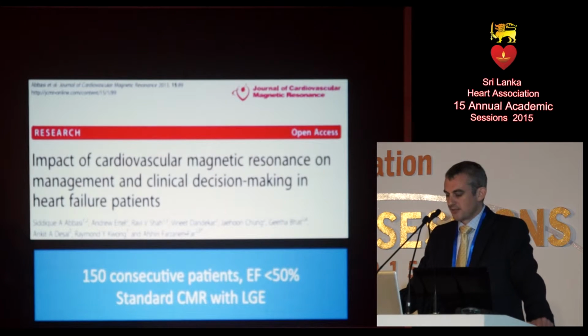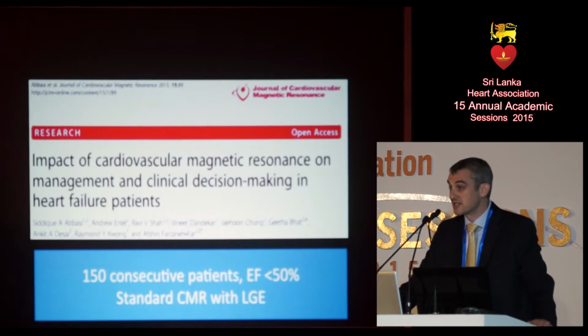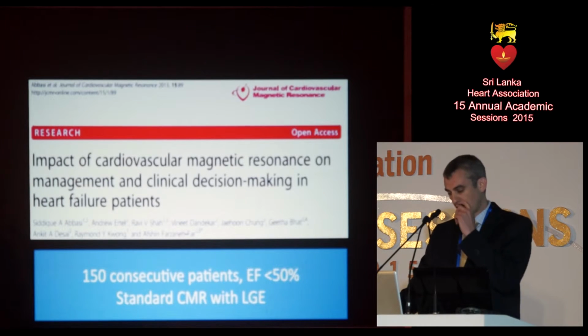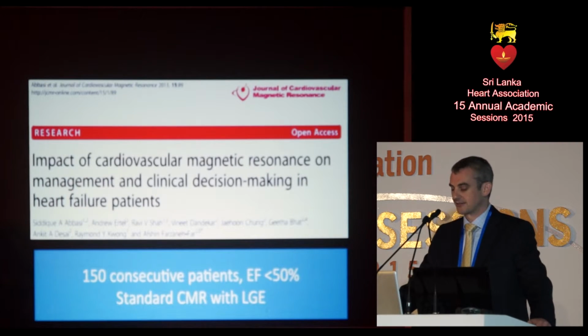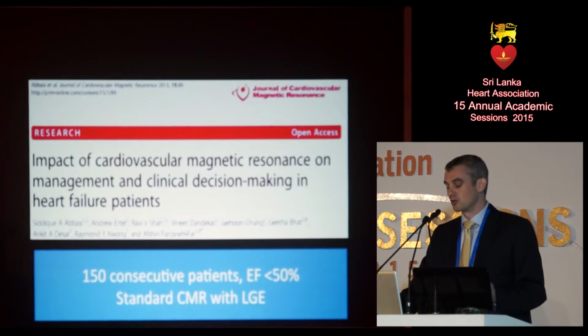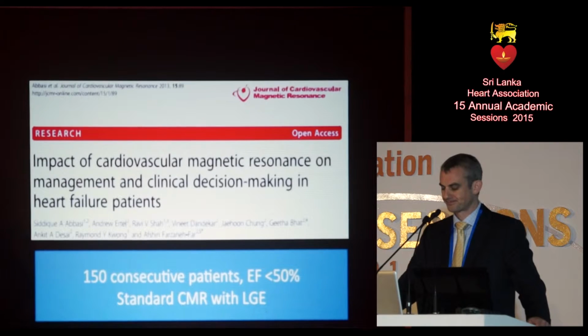So this is a more recent study, again trying to look at what impact doing an MRI scan in patients with heart failure has on management and decision making. This was an American study. They took 150 consecutive patients with an ejection fraction of less than 50% who were referred for an MRI scan to investigate the etiology of their LV dysfunction.